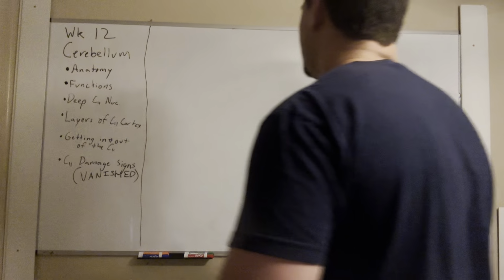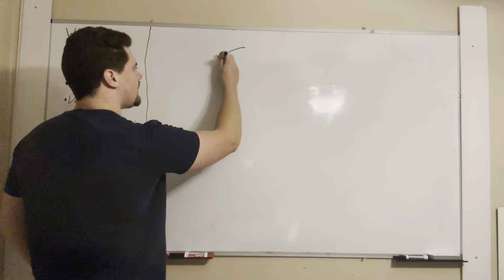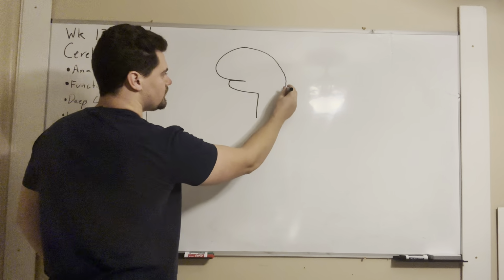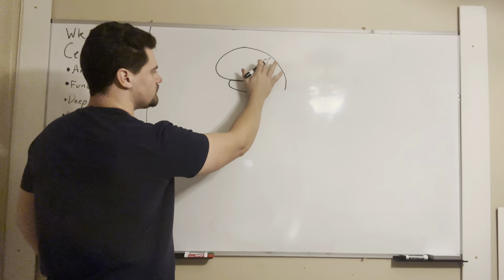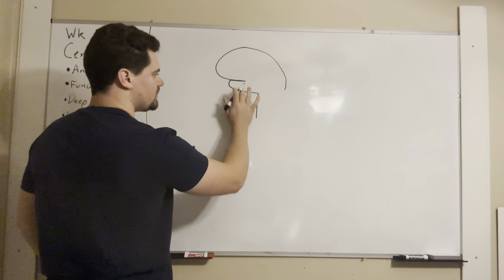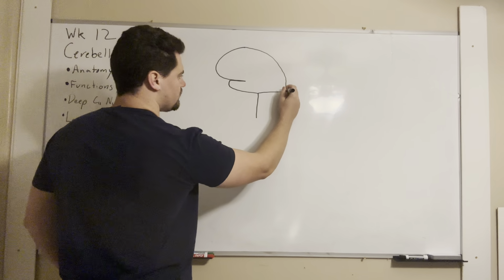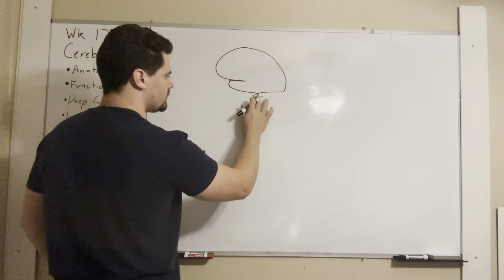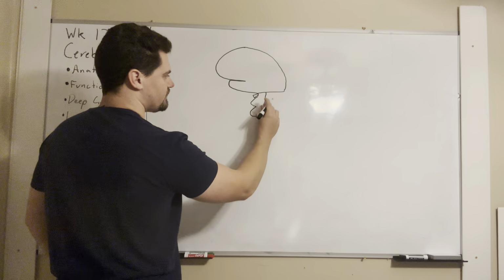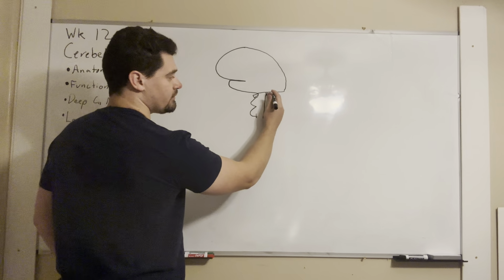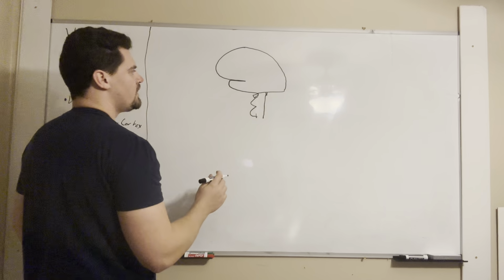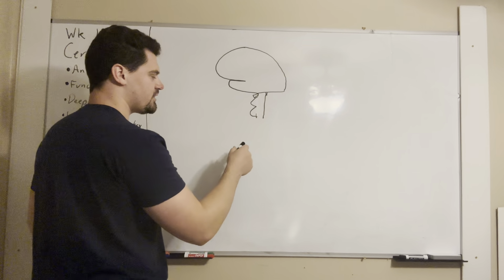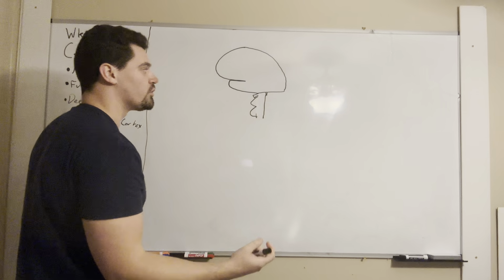So let's start off with some anatomy. If we take a side view of our brain here, here's our cerebrum, here's our frontal lobe, parietal lobe, occipital lobe, temporal lobe, but below all of that, here's your midbrain, your pons, and your medulla. And there's the back of your brain stem. Remember, we have two colliculi here. We have the superior colliculi and the inferior colliculi. And you should be able to not only identify all of these different things, but you should also be able to say, in short, what they do.